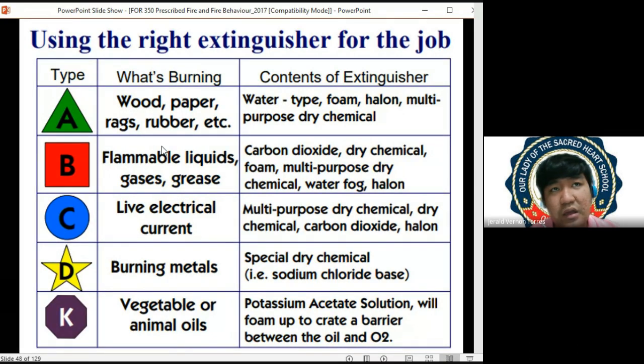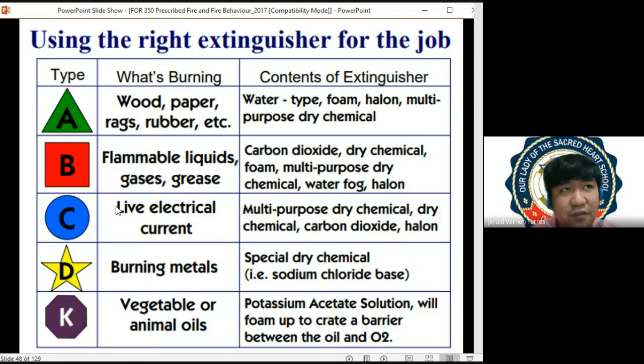So ito yung mga type of fire, ito yung mga causes bakit tayo nagkaka-fire. Sila yung mga fuels in this case. At ito, yung mga ginagamit natin extinguisher. So, for class A, if it is due to common combustibles, ang gagamitin nyo is water type, foam type, halon type, multi-purpose dry chemical type extinguisher. Pag class B naman, due to flammable liquid, medyo mas mahirap patayin to kasi vaporized yung fuel natin at this point. Ang pwede niyong gamitin would be carbon dioxide, dry chemical foam, multi-purpose dry chemical, water fog, and halon.